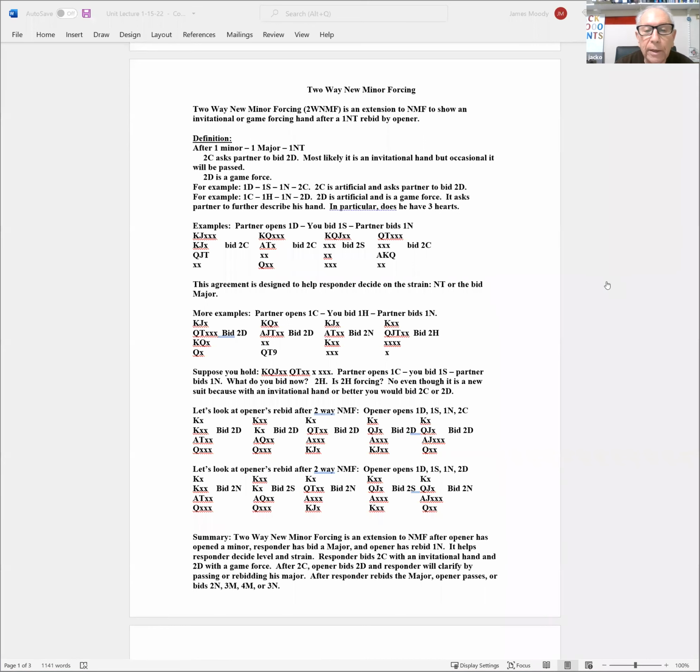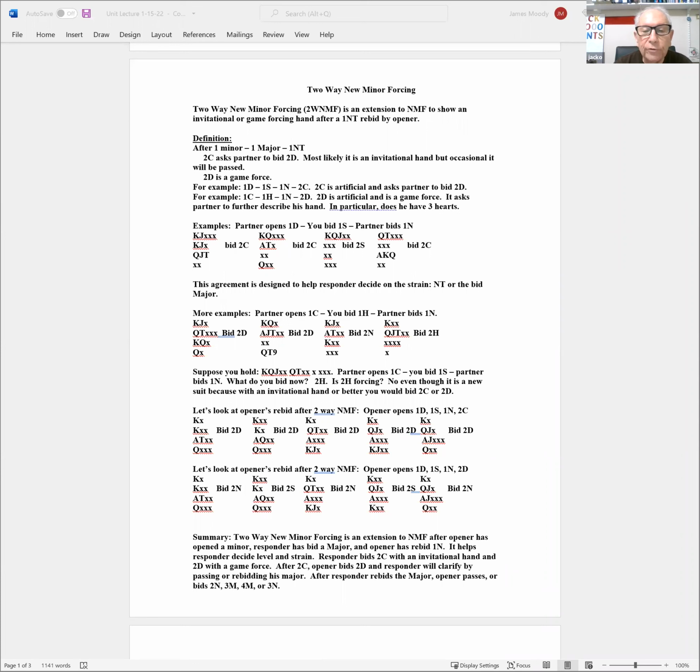The next one, I've got enough to force the game, so I bid two diamonds again. Now on the next one, I don't have enough to force the game, 4, 7, 10, 11. I just bid 2 no trump, just like you would if you weren't playing any convention. And then on the last one, I bid 2 hearts because I would rather play hearts than no trump. So it's very similar to new minor forcing, except the 2 clubs and 2 diamonds are now both artificial. And one is typically an invitational hand and the other one is a game forcing hand.